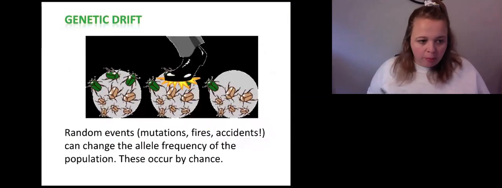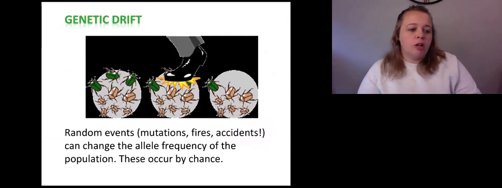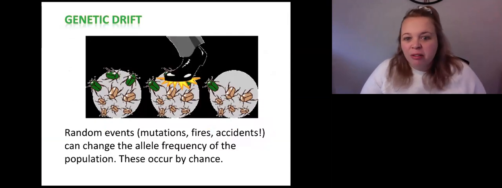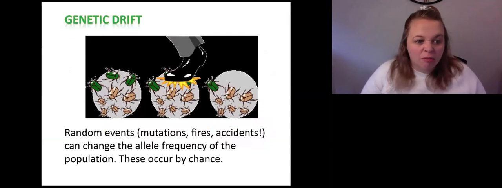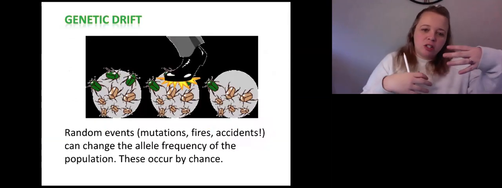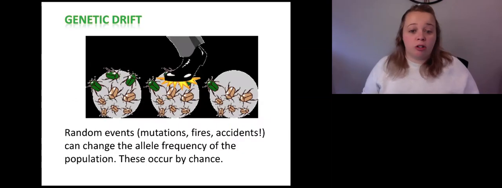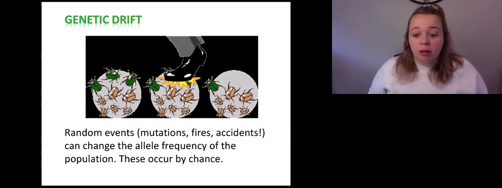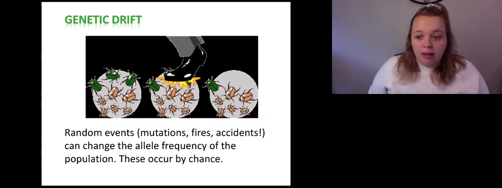So now we're back on our dot point. We're going to talk about genetic drift. There are random events that can happen, mutations, fires, accidents, small things that can change the allele frequency of a population over time. And these occur completely via chance. And it's that kind of genetic drift.